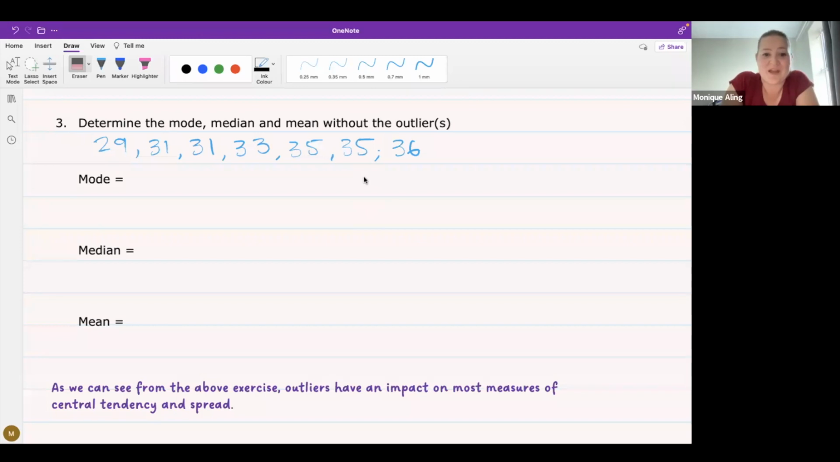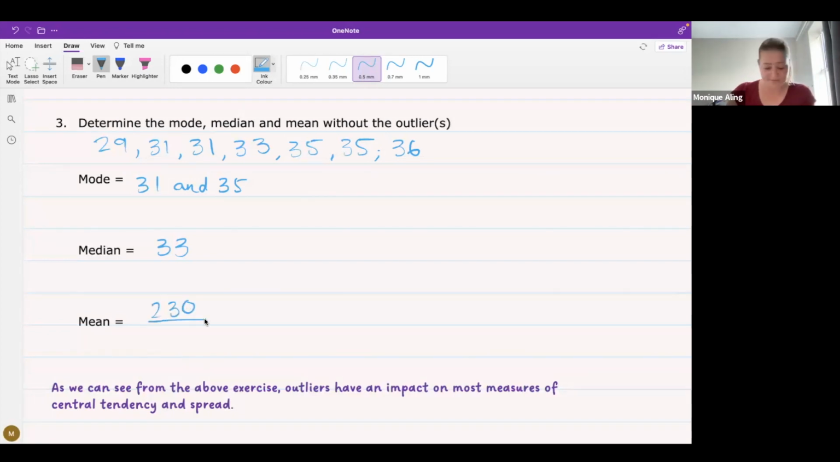Okay, so the mode stays the same. I can see from everyone's answers here. So our mode is still 31 and 35. Okay, so no changes there. Median is now 33. And the mean has changed and it is now... let me quickly check everyone's rounding off here. Okay, so for the mean, when I added everything up now, I got 230 this time around. Over 7 numbers this time because we took one number out. We took the outlier out.